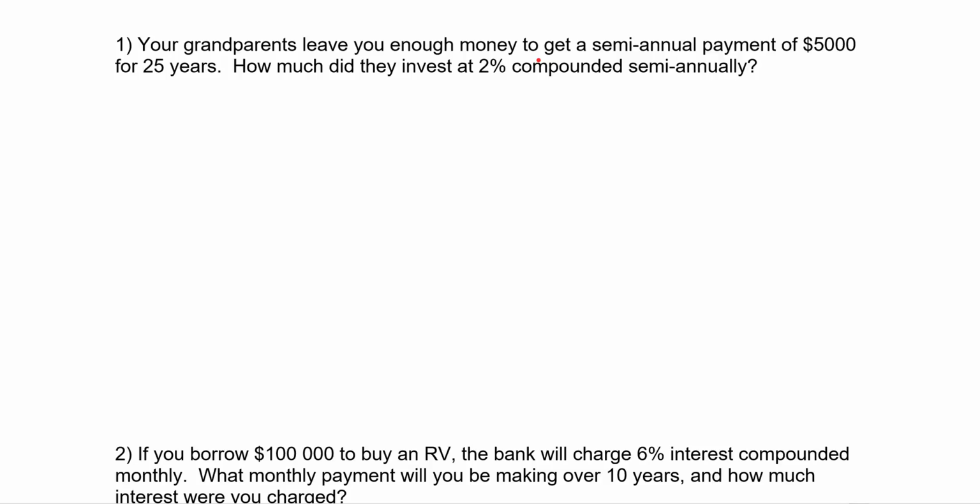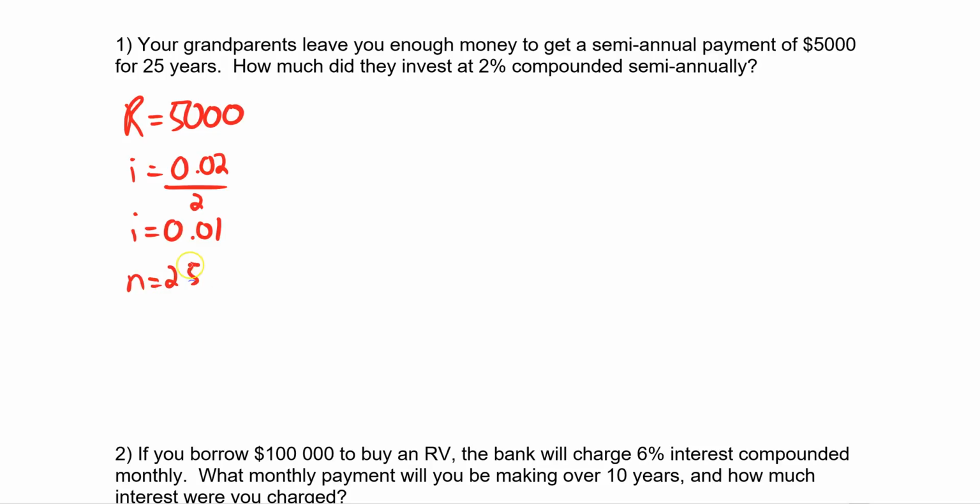So they're going to invest a very large sum of money, and you're going to be able to withdraw, so your R value, $5,000 twice per year. Now the interest rate, as usual, is 0.02 divided by 2, so 0.01. Now the n value: 25 years are going by, but we're compounding semi-annually and our payments are semi-annual. So n is equal to 50. There's going to be 50 times that you're earning interest and making payments.